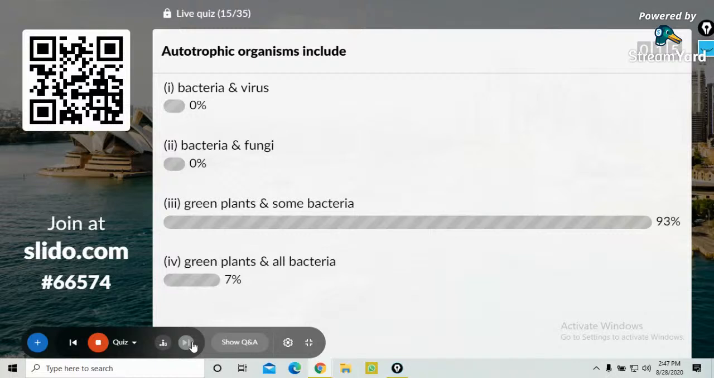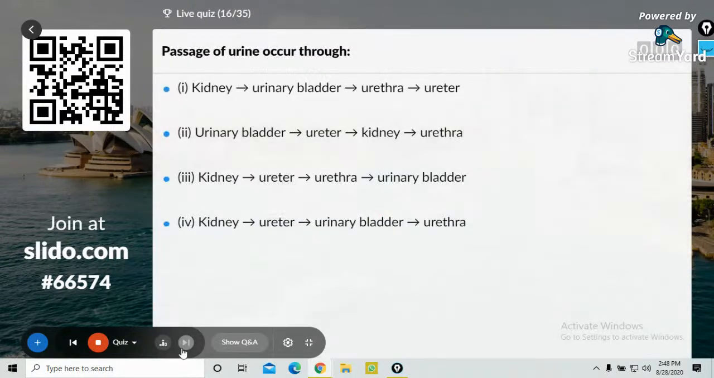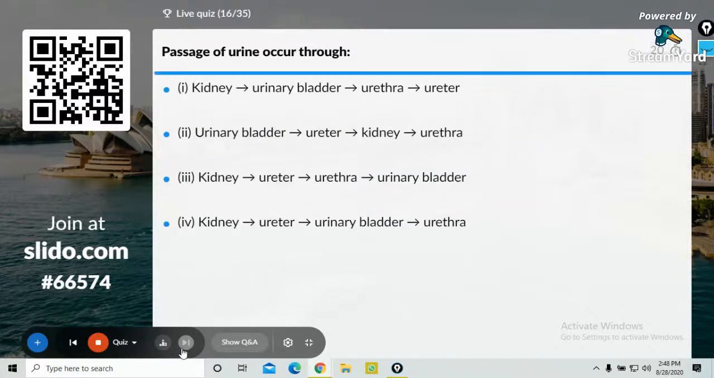Yes, I hope the majority answered correctly, 93 percent with the correct answer for the question. Next question on the screen. After the 17th question, I'll show you the leaderboard. Next, a table type question. Passage of urine occurs through. Just read all the four options and then only click the correct answer for the question.